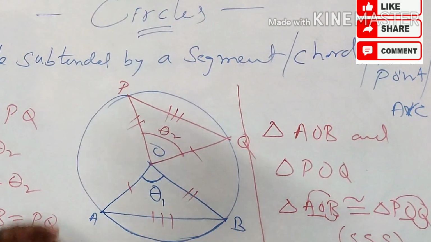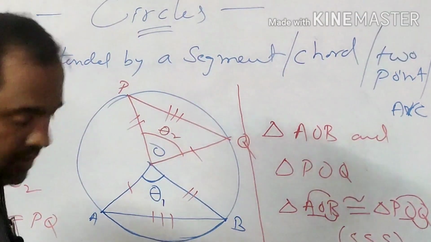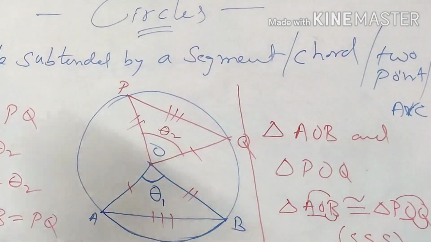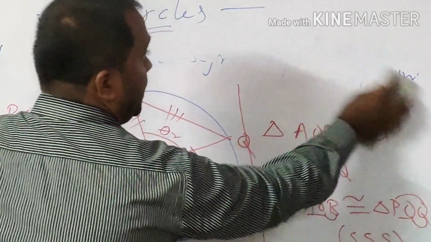Then we have the next topic in the list: a perpendicular from the center of a circle to a chord bisects the chord. For that I'll erase this first and let me draw. I'll pause the video.